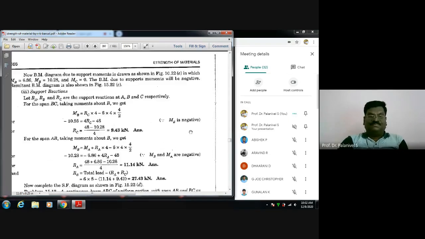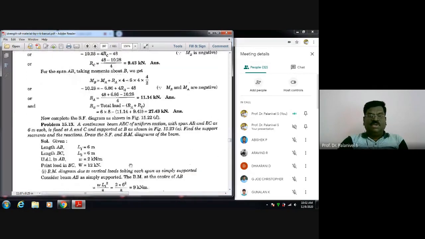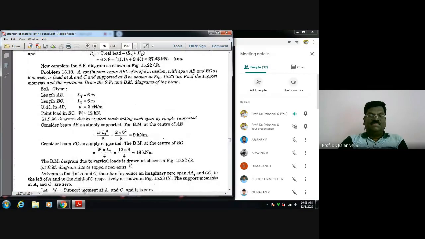So one more problem. What is the next problem? Don't worry, it's a lengthy problem. You won't get this kind of lengthy problem during the exam. You need not worry, but you should know how to solve it. Okay. A continuous beam ABC of uniform section with spans AB and BC of 6 meters each is fixed at A and C. Now this beam is fixed at two ends, first end and last end, A and C, and supported at B as shown in the figure. Find the support moments and the reactions. Draw the SF and BM diagrams of the beam.